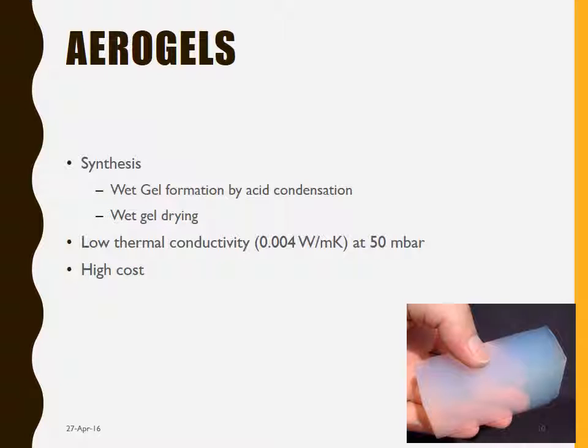Now aerogels are translucent materials. They are produced by a two-step process. The first is wet gel formation by acid condensation and the second one is wet gel drying. By this process, we can get the pore size of the particles as low as 20 nanometers. And the thermal conductivity of these particles is 4 milliwatt per meter Kelvin at 50 millibar pressure.